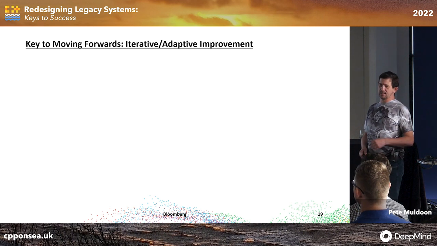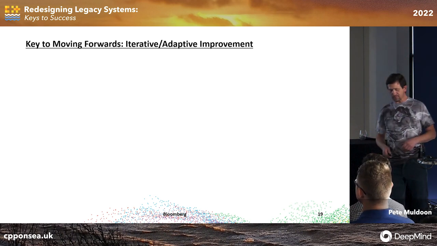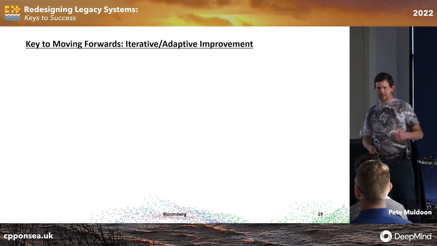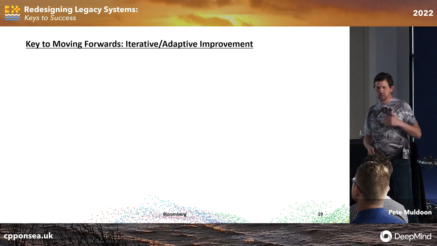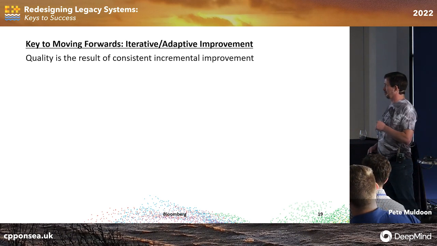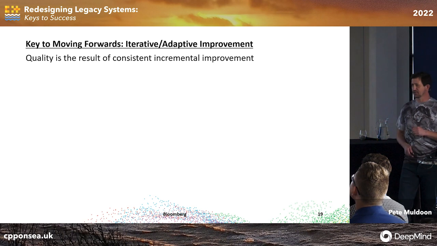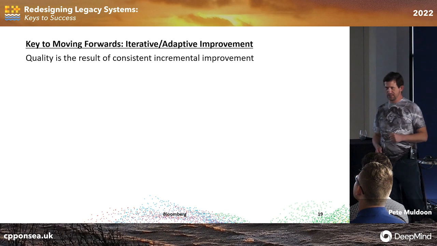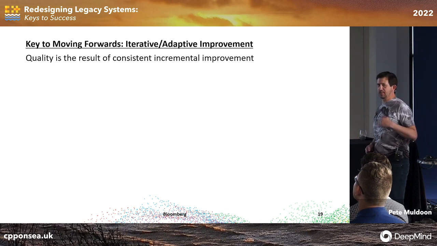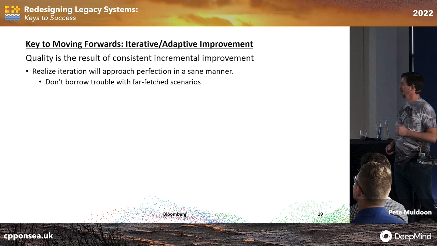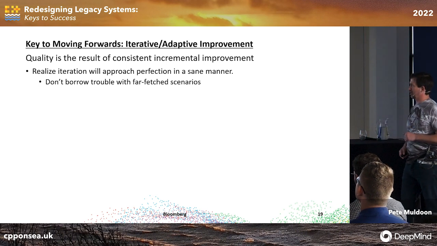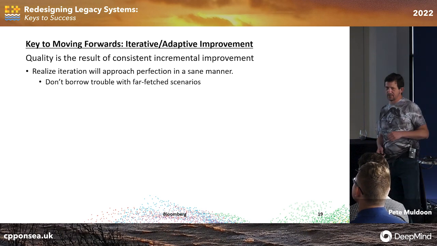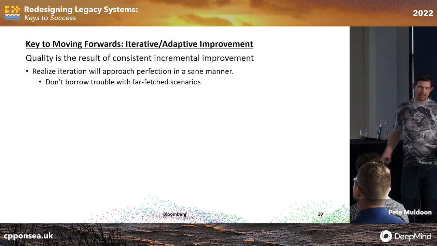So next is the key to moving forward. I have a design and my roadmap. It's time to start implementing and executing. How do I keep moving forward? I think iteration is the way to go. As an old manager of mine used to say, quality is the result of consistent incremental improvement. In other words, you are always building the quality in as you move through. You have to realize that iteration will approach perfection, if that's where you're trying to get to, in a saner manner than trying to spec everything out at the beginning.